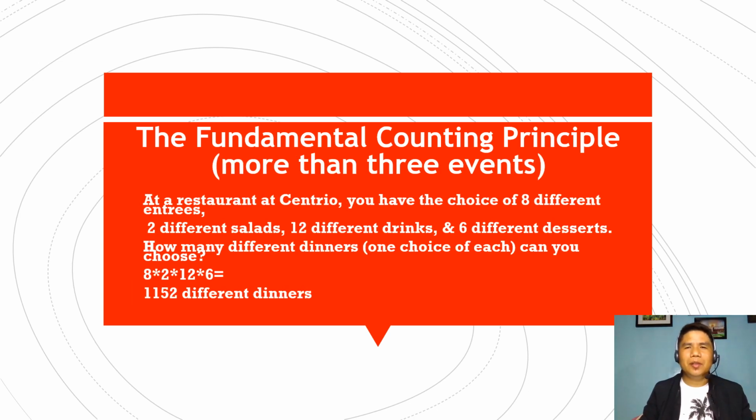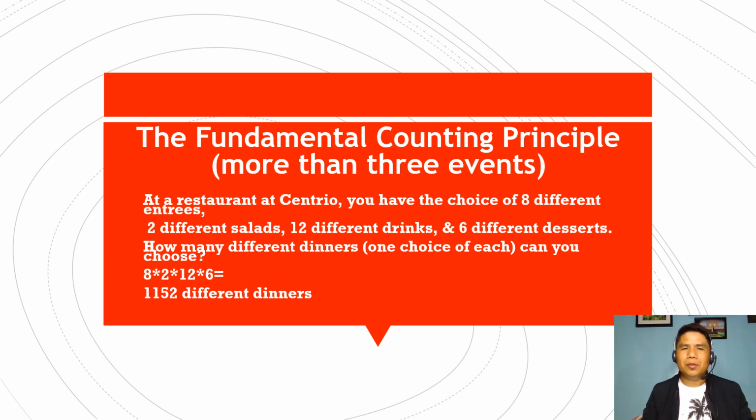So what if you'll be applying it to more than three events? Yes, for example, at the restaurant at Centrio, you have the choice of 8 different entrees, 2 different salads, 12 different drinks, and 6 different desserts. How many different dinners can you choose, with one choice of each? Alright, that's the problem.